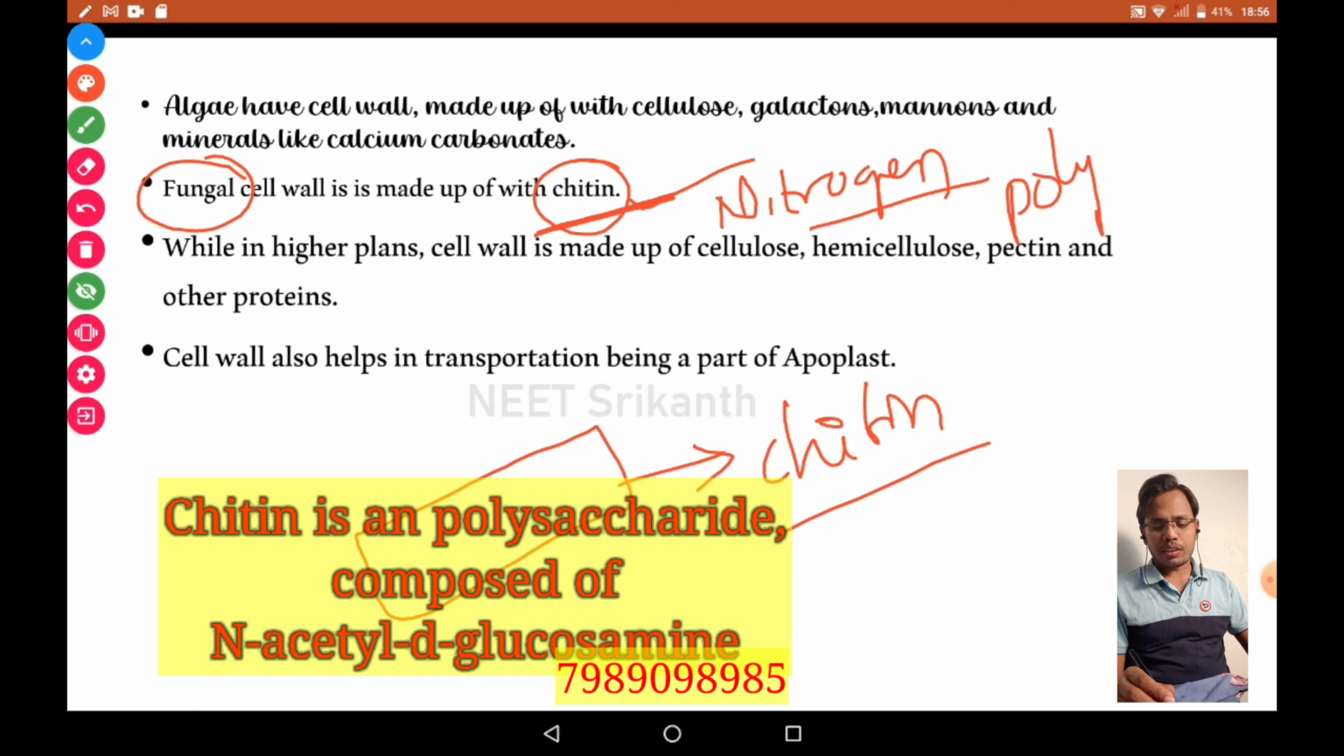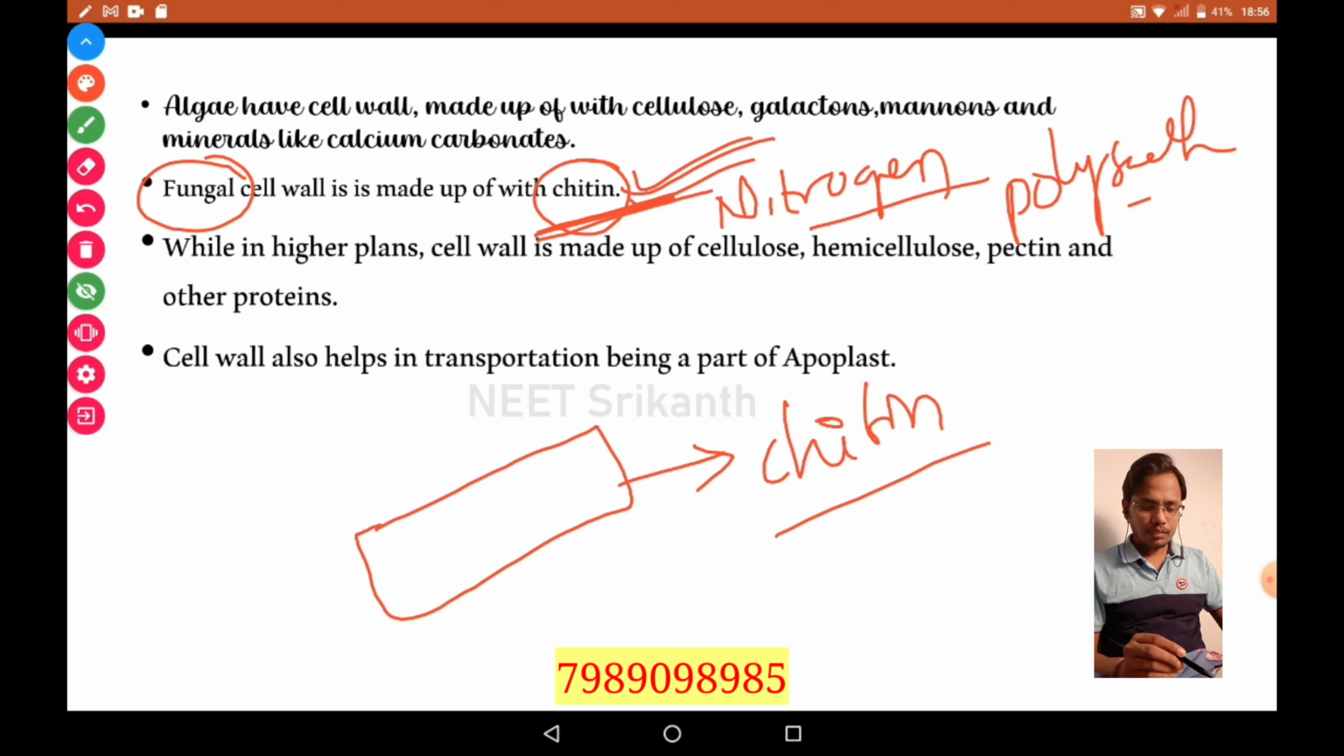It is a nitrogen-containing polysaccharide. Chemically, chitin is made of N-acetyl glucosamine. Chitin is a polymer with many N-acetyl glucosamine units. Okay, so where is chitin also present?